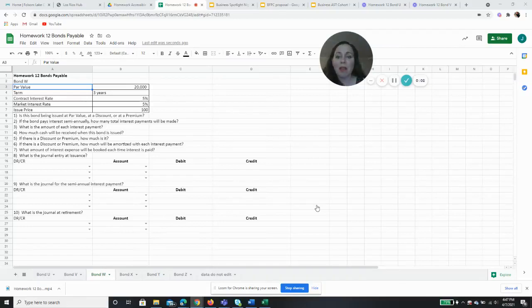We are on homework 12. This time we're doing bond W. Okay, so we've got all the information here on bond W. Is this bond being issued at par value, discount, or premium?